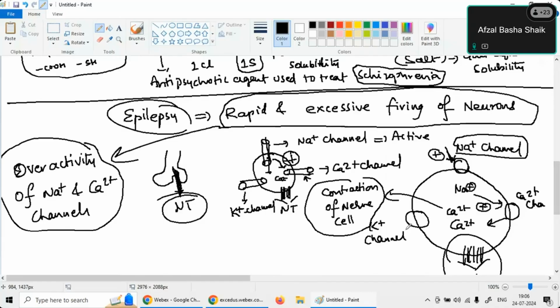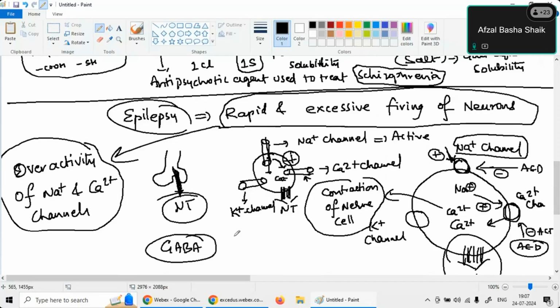So whatever anti-epileptic drugs you take, generally they will inhibit the sodium channel. There are certain anti-epileptic drugs that will inhibit what? Calcium channels. Got it? Did you hear about GABA? What is GABA? GABA is an inhibitory neurotransmitter.